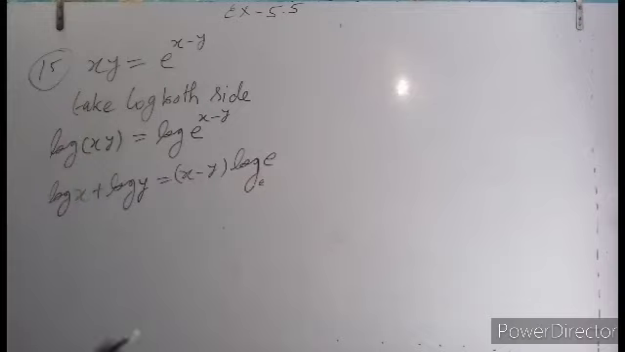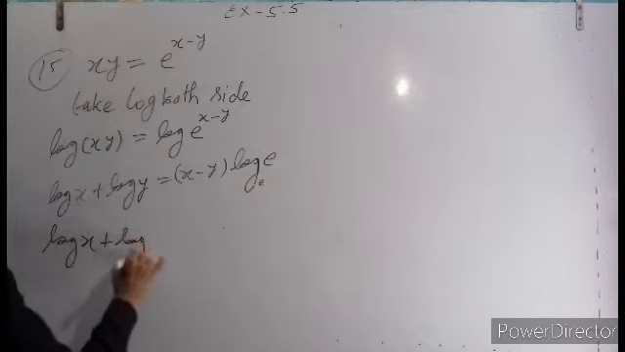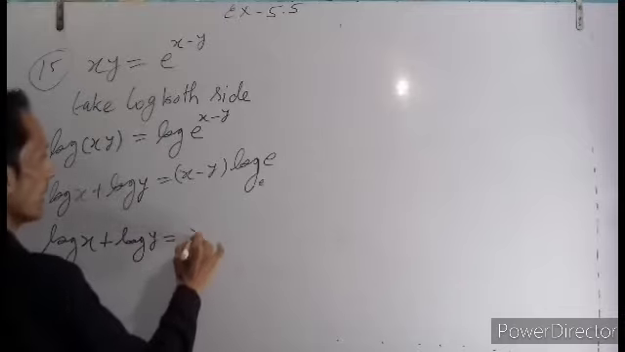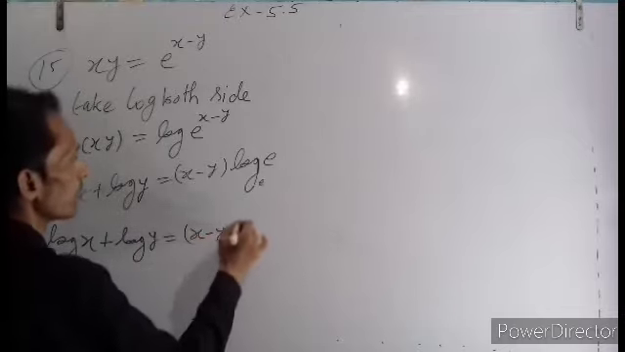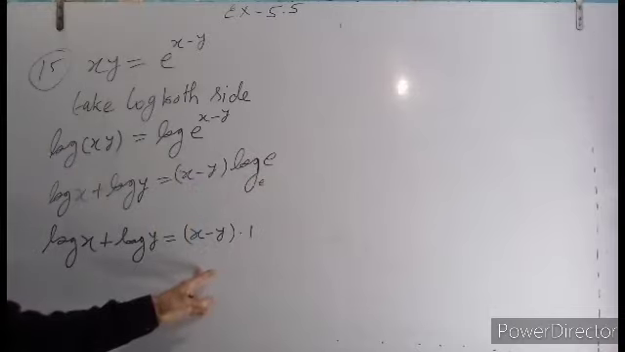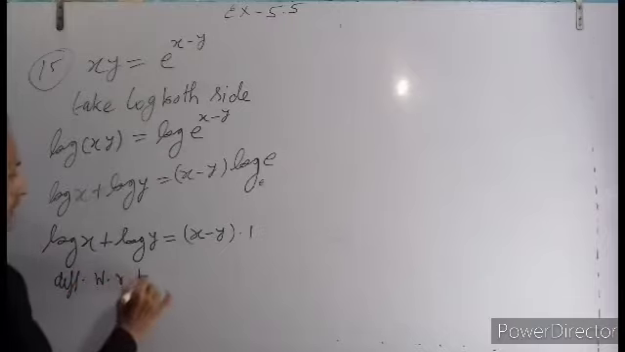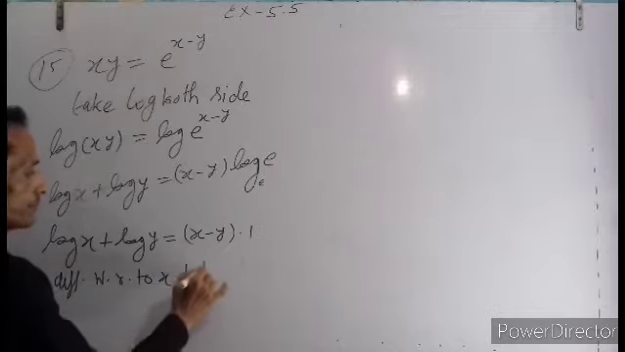So now what will come? Log x plus log y is equal to x minus y into 1, the value of this is 1. Now differentiate both sides, it is free from other terms. Now differentiate with respect to x on both sides.